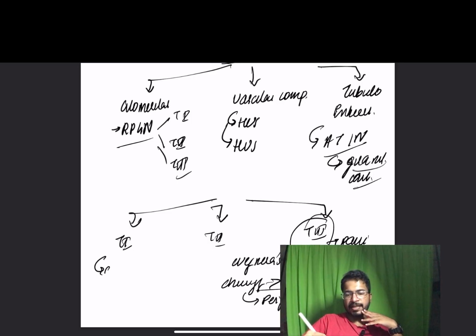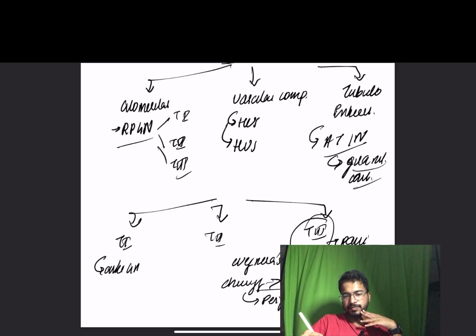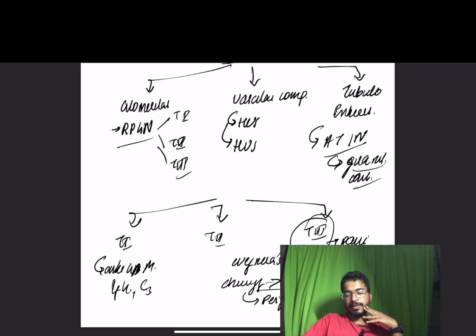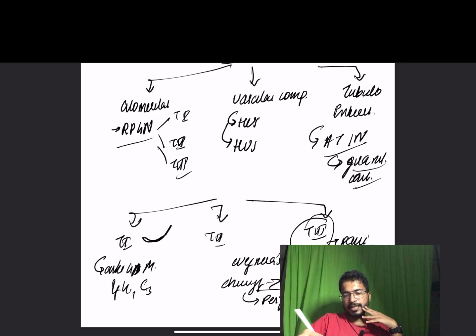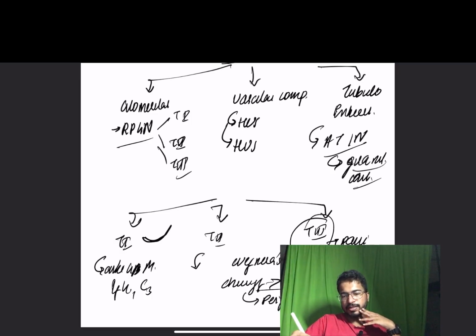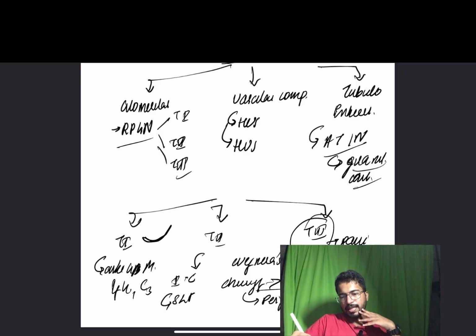Type 1 is anti-GBM antibody, which could be IgG and associated with C3 deposition over the glomerular basement membrane. The immunofluorescence will show a linear pattern. Coming to type 2, it is mediated by immune complex deposition, which could be secondary to SLE.